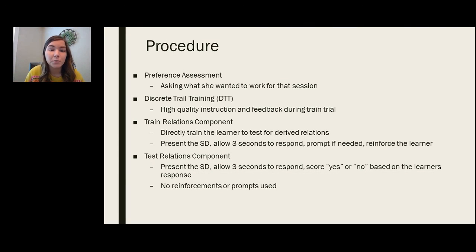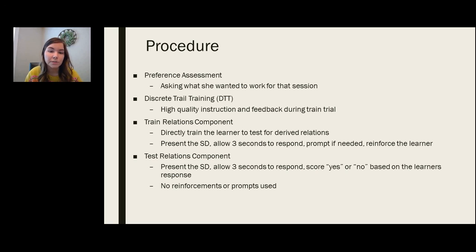And so we use preference assessments during the sessions with the participant. Most of the time, we would just ask her what she wanted to work for that session, and she was able to answer. She always brought toys from home that she wanted to work for that day, so that's how we used preference assessments with her.